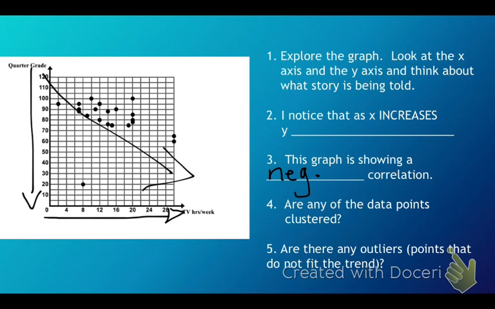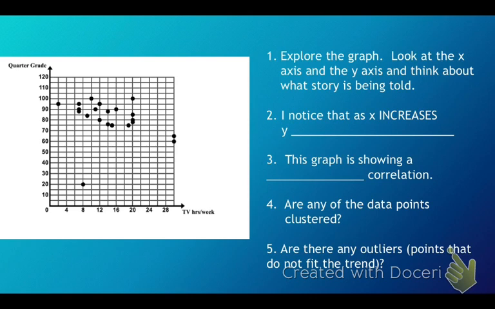If I was asked to look for clusters, I would say that there is a cluster here, or here. And an outlier point that doesn't fit the trend would be this point way down here. So this person's not watching a lot of TV, but still kind of failing class.